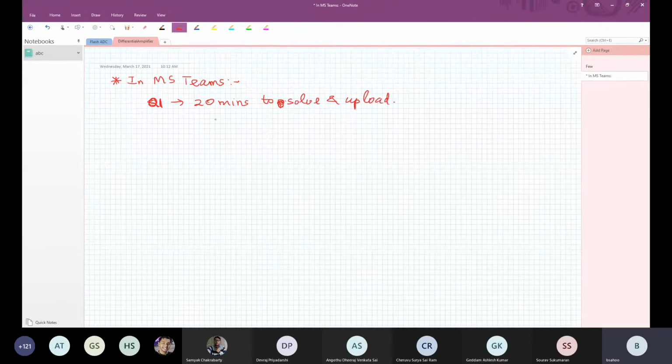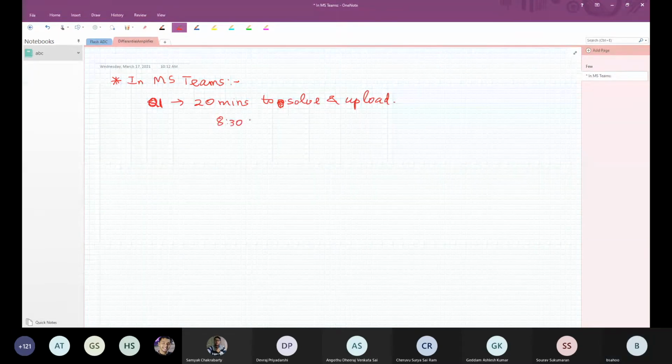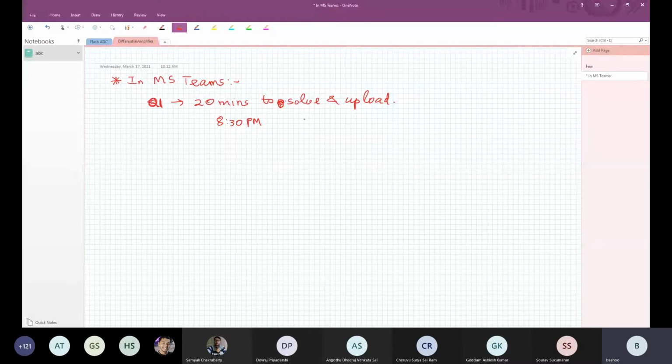So we start at 8:30 p.m. and in the Microsoft Teams chat, I will put in at 8:45, 5 minutes left. 8:48, 2 minutes left, just like in the exam hall, and at 8:50, I just close it.